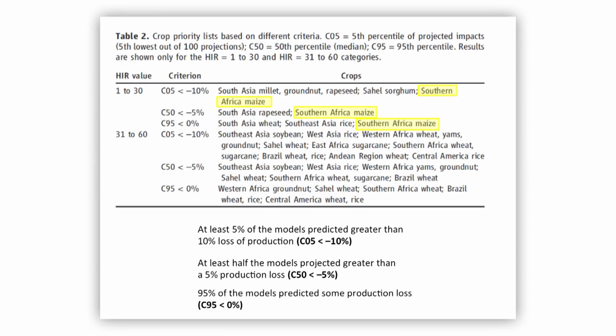And then they have 3 criteria. This first one, the one that's minus 10% here, means that at least 5% of the models predict greater than 10% yield loss for the future. And they list the areas and the crops there. And so that's quite important because that means it may not be very many of the models, and they tested about 100 models. And so at least 5 of them show a greater than 10% yield loss for this criteria.